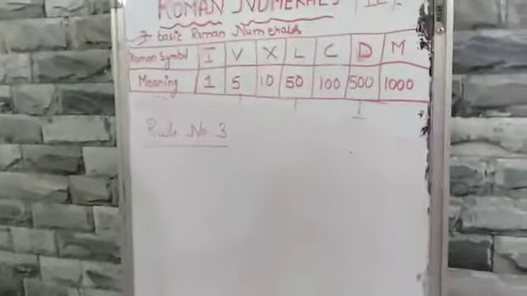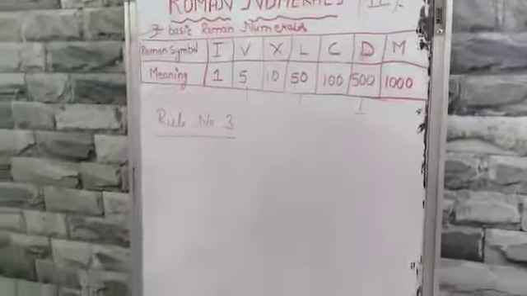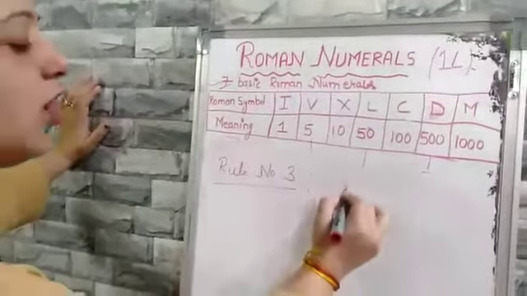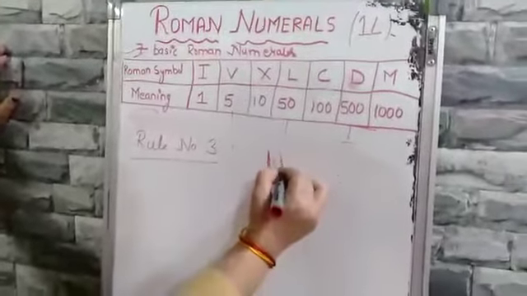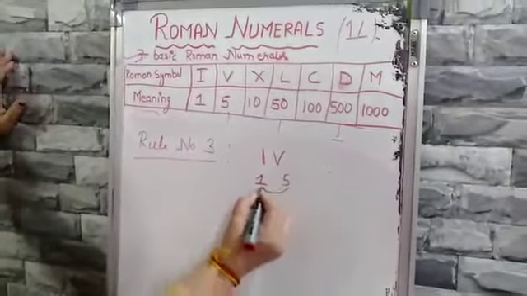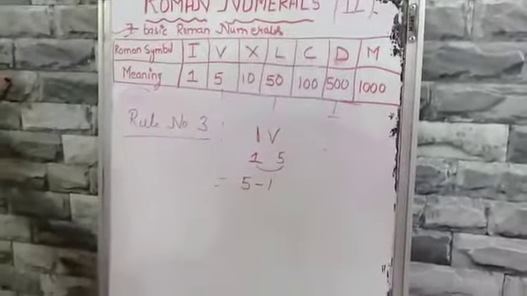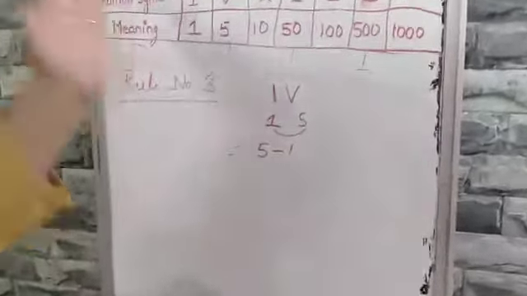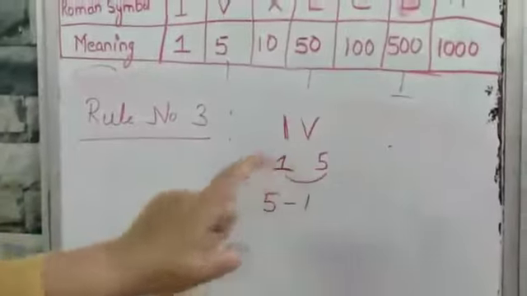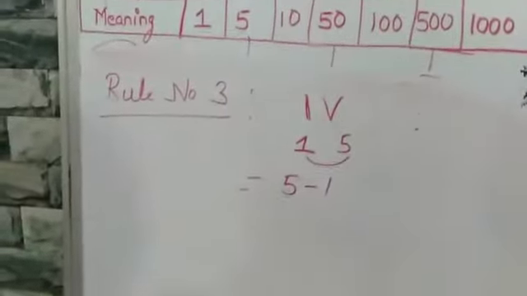Rule number 3 states that when a symbol of smaller value is written to the left of a symbol of larger value, the smaller value is subtracted from the larger value. In simple language, if the smaller value comes first and is followed by the greater value, like 1 and then 5, then we go for subtraction. Obviously, the smaller value is subtracted from the larger one. Like in rule number 2, greater first then smaller, we went for addition. Here smaller first and then greater, we go for subtraction.